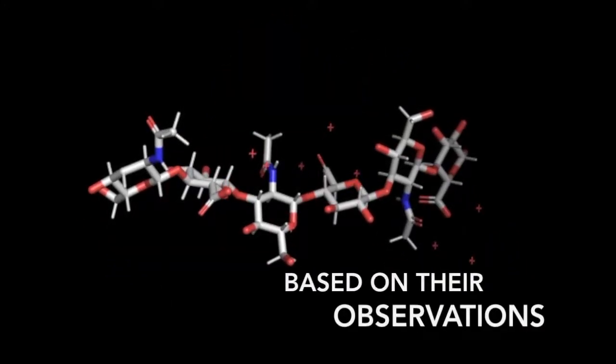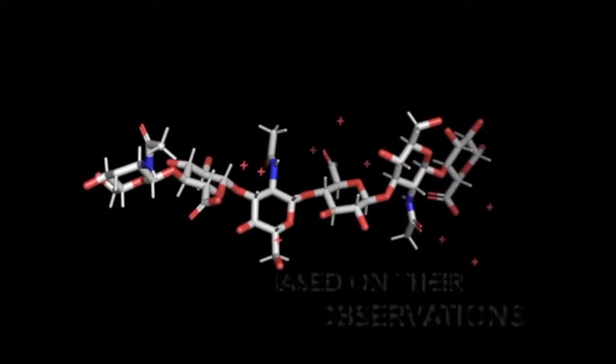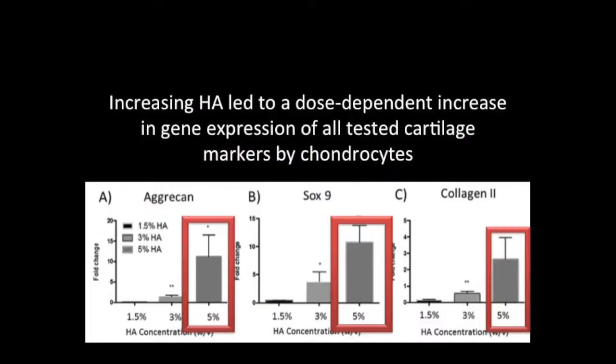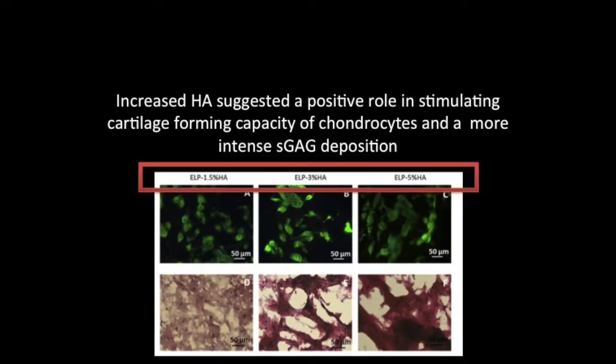Based on the observations of this study, the researchers found out that increasing hyaluronic acid levels led to a dose-dependent increase in gene expression of all tested cartilage markers by chondrocytes, as shown in the red highlighted regions. Similarly, increased hyaluronic acid levels suggested a positive role in stimulating cartilage-forming capacity of chondrocytes and a more intense sulfated glycosaminoglycan deposition. This can be seen by comparing images A and C and images D and F.